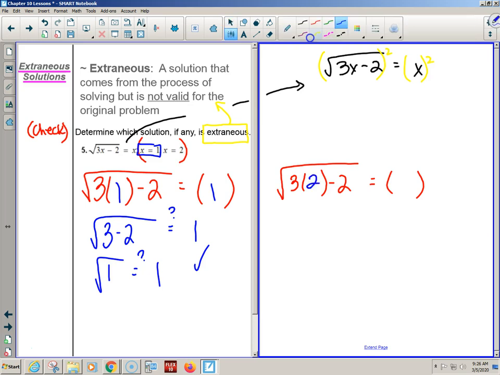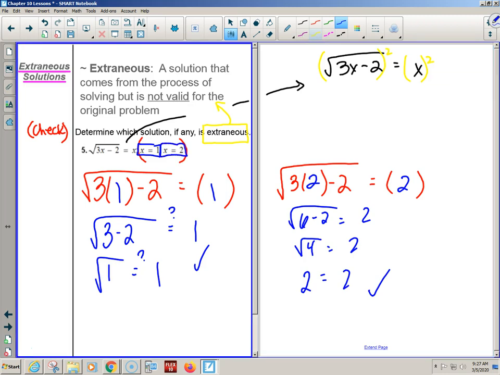Did it work when you guys plugged in 2? Because 6 minus 2 is square root of 4, which is 2. So they both work? That's so different than last night, though, because last night only 1 answer came out of these. How on earth are there 2 answers all of a sudden?